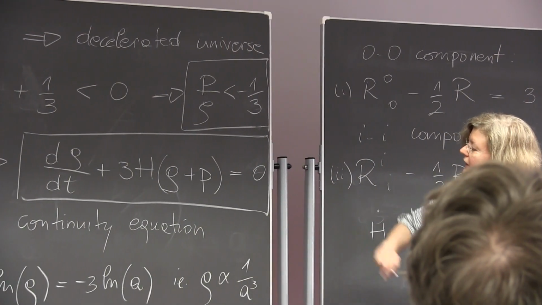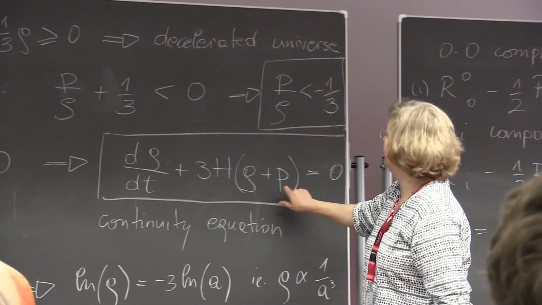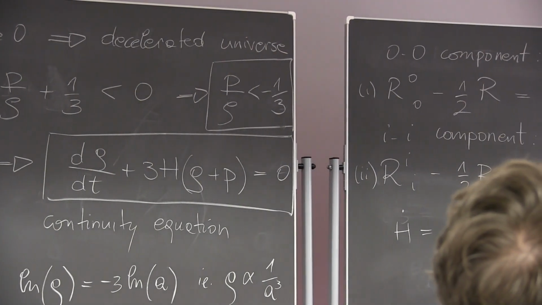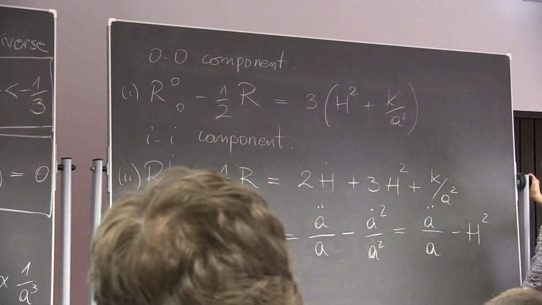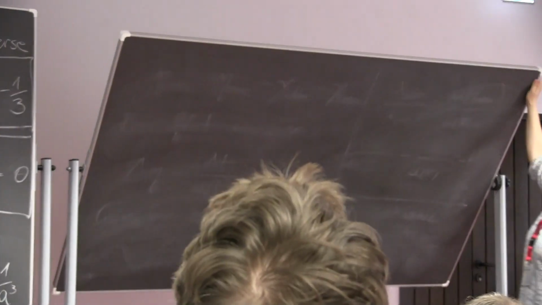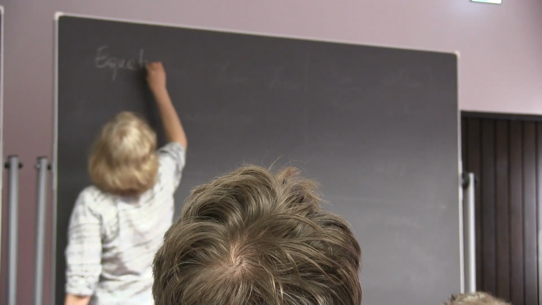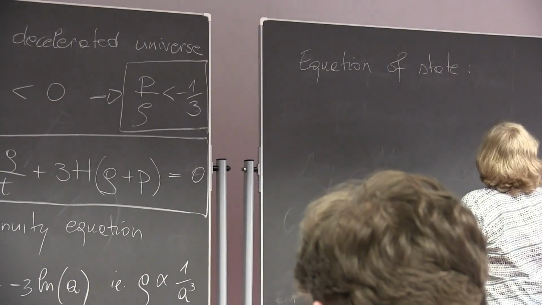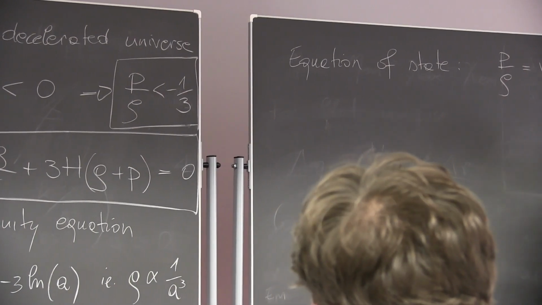Of course, generically the p will not vanish, and therefore, depending on the equation of state, you will get a different behavior of the density. So generically you can write the equation of state as p over rho equal to a constant w.